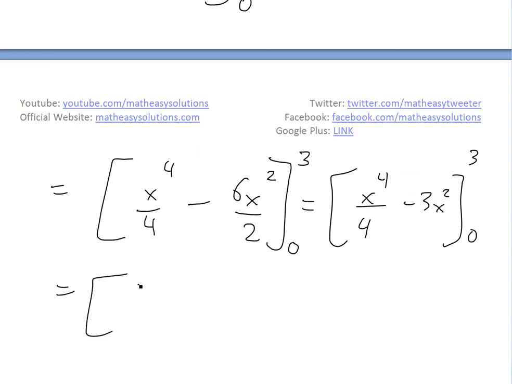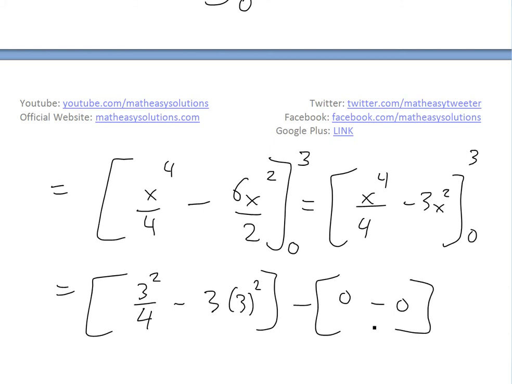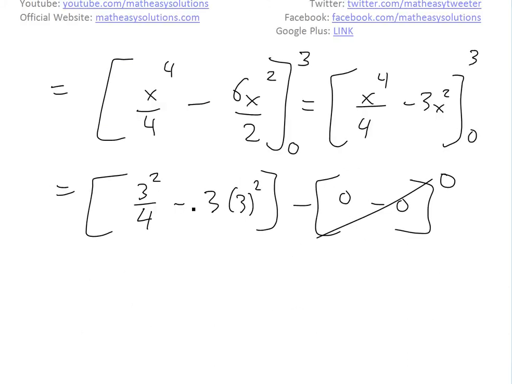So this means we just put the 3 in here, 3 squared, 4 minus, this is going to be 3 times 3 squared, all minus by, well, put 0 in here. It's going to be 0 minus 0, etc. So this is just 0. So we just look at this value here.